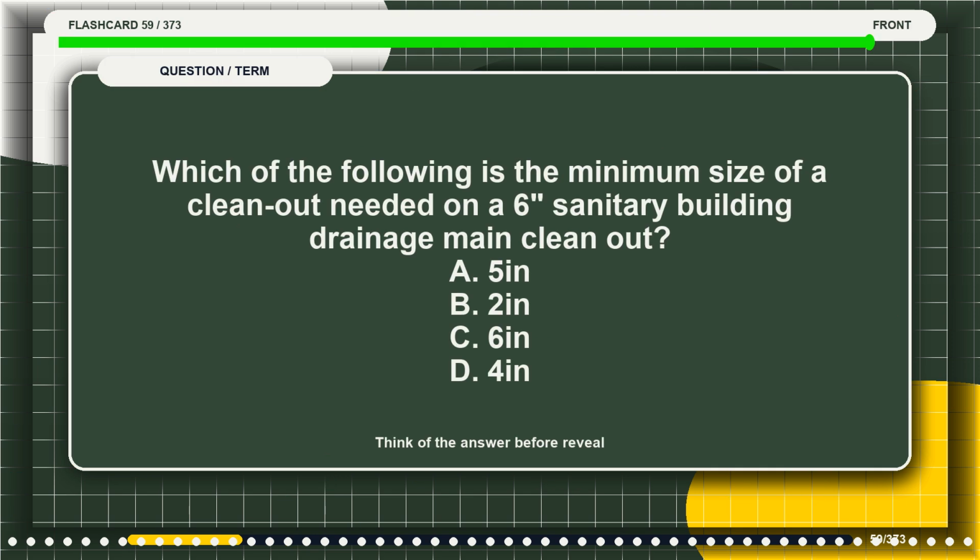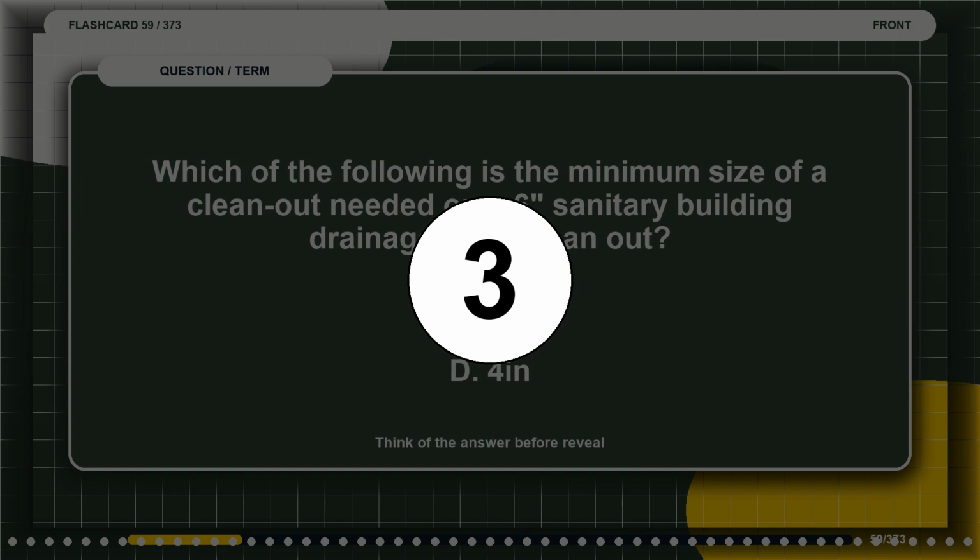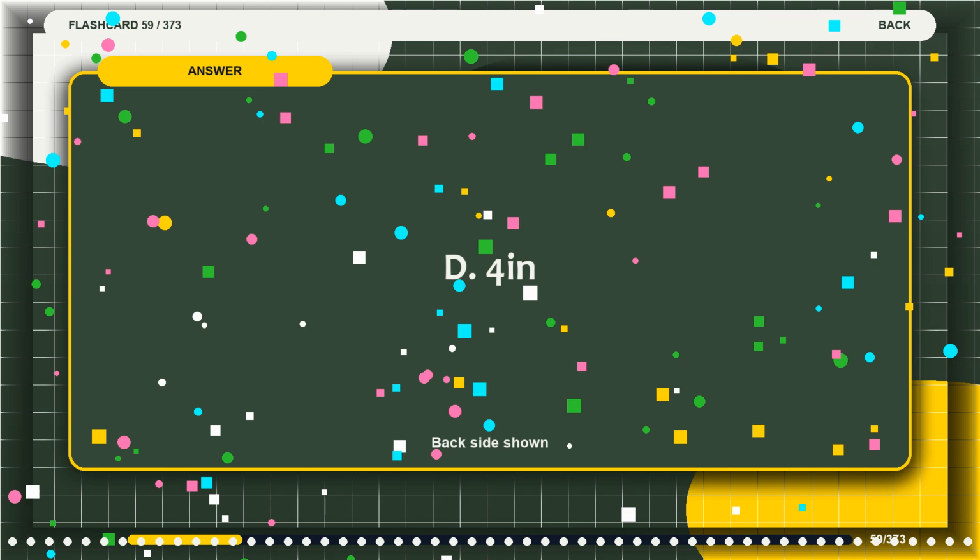Flashcard 59. Which of the following is the minimum size of a cleanout needed on a 6 in. sanitary building drainage main cleanout? A. 5 in. B. 2 in. C. 6 in. D. 4 in. Think of the answer before the reveal. The answer is D. 4 in.